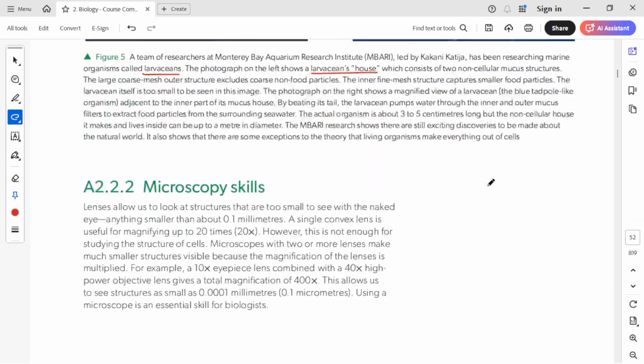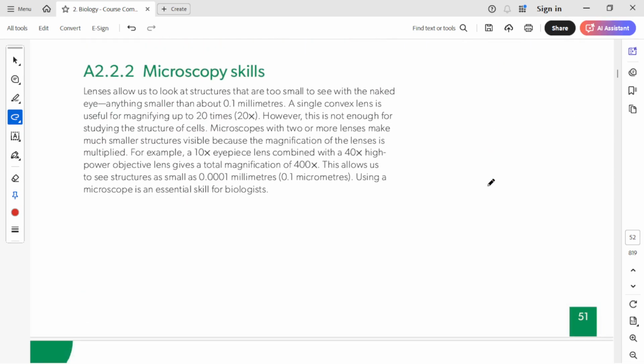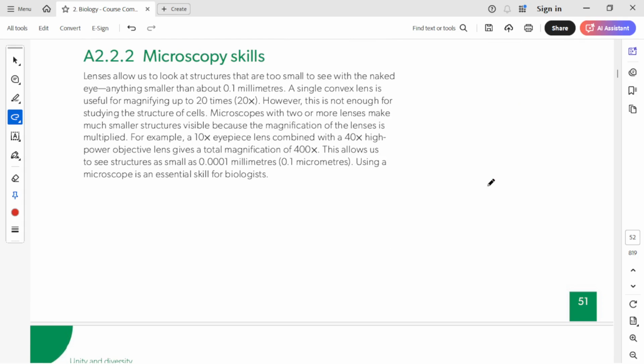All right, so let's go ahead. Now let's start with the microscopy skills. Lenses allow us to look into structures that are too small to see with the naked eye. Anything that is about 0.1 millimeters in size, our naked eye can see. But anything smaller than 0.1 millimeters cannot be seen by our naked eyes.